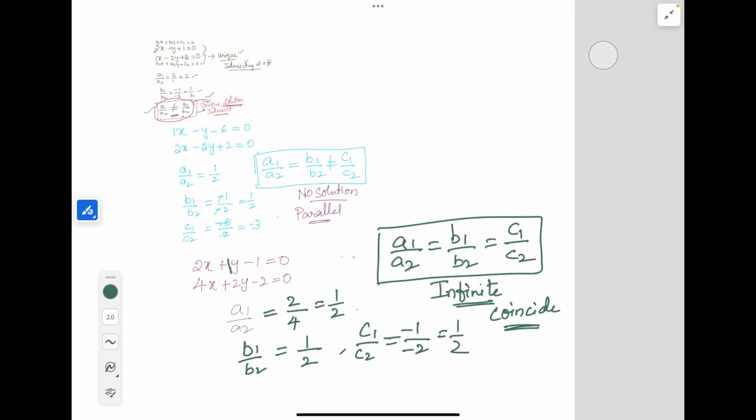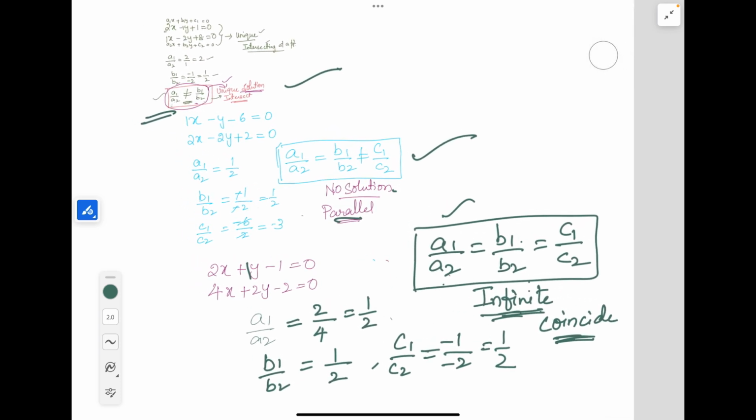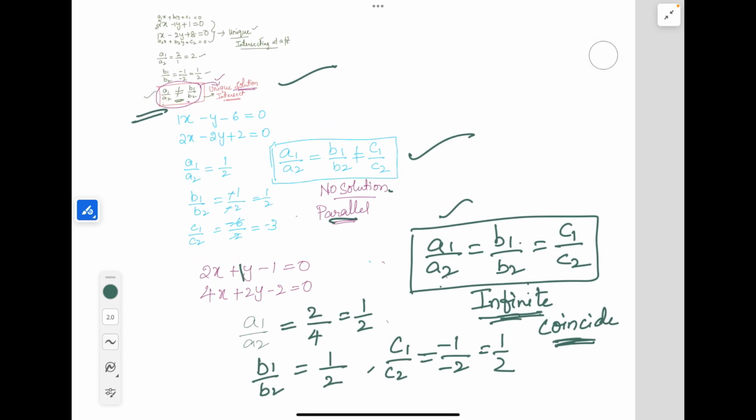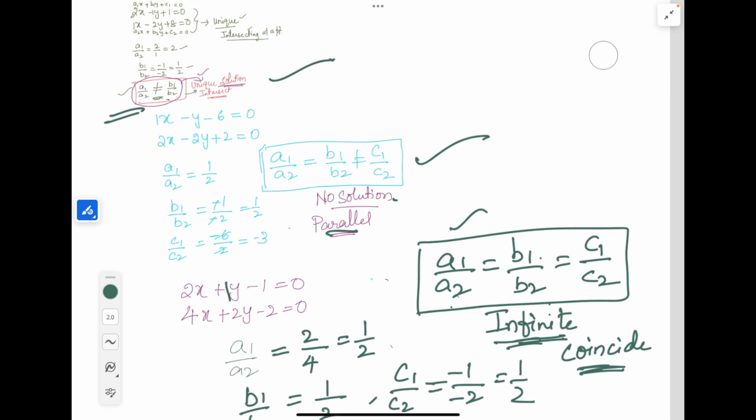Okay, so these are the three conditions. Unique solution when a1 by a2 is not equal to b1 by b2. When the lines are parallel and there is no solution, it is a1 by a2 is equal to b1 by b2 but not equal to c1 by c2. We will get infinitely many solutions when the lines coincide. That means the condition will be a1 by a2 is equal to b1 by b2 is equal to c1 by c2. Hope you understood this complete graphical representation and conditions of pair of linear equations. These three conditions are very important. In future videos, we will be seeing some questions based on these conditions.